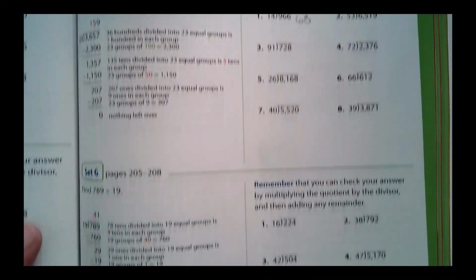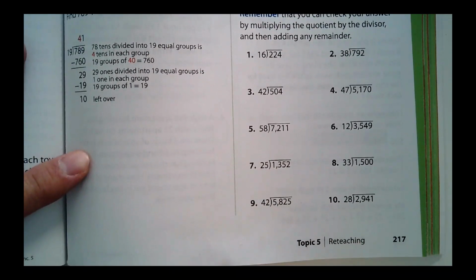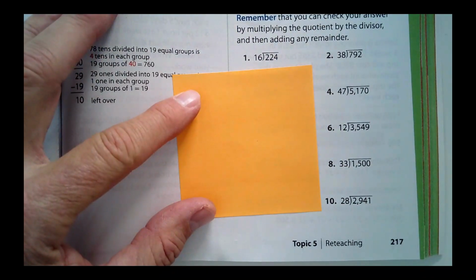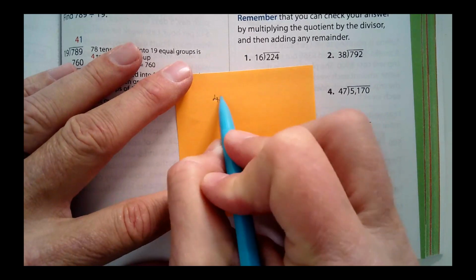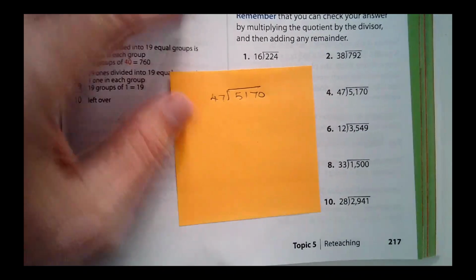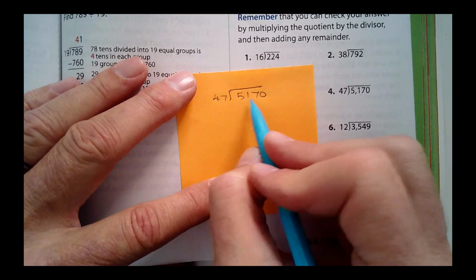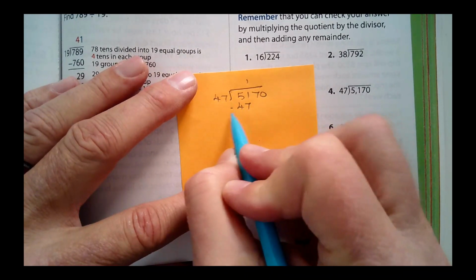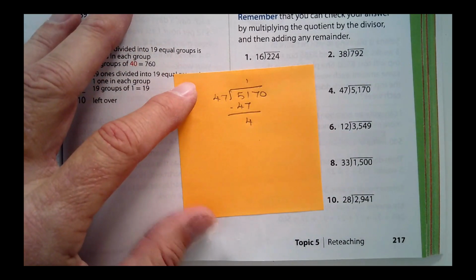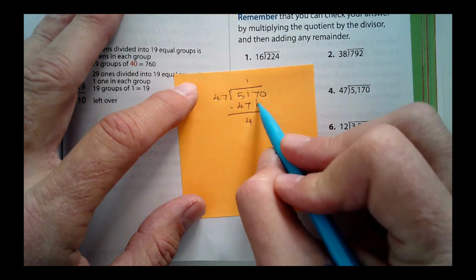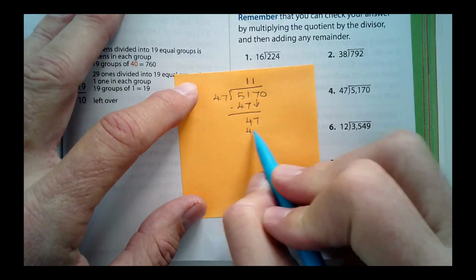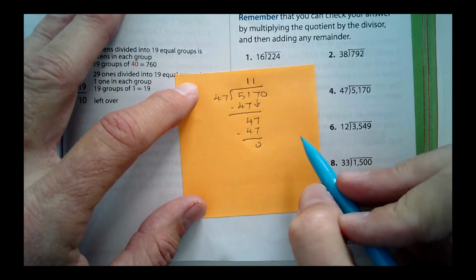Let's look down a little bit lower. I'm in set G now. Let's look at number 4. So that's 47 into 5,170. All right, well, 47 goes into 51 once. I'm going to subtract that. So that's going to be 4 left over, right? Next thing I do is pull down a number. I'll use 7. Well, that's worked out. 47 goes into 47 once. What's left over? Nothing. But I'm not done yet.